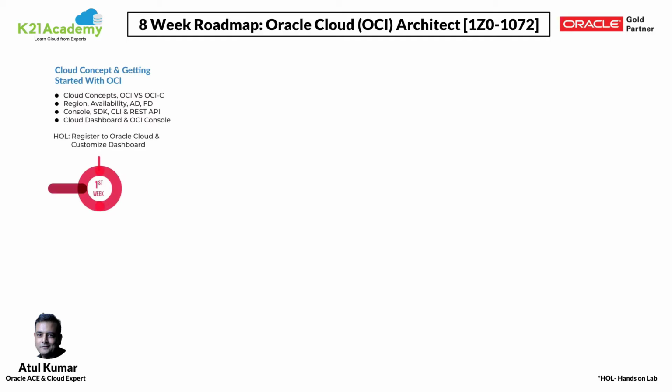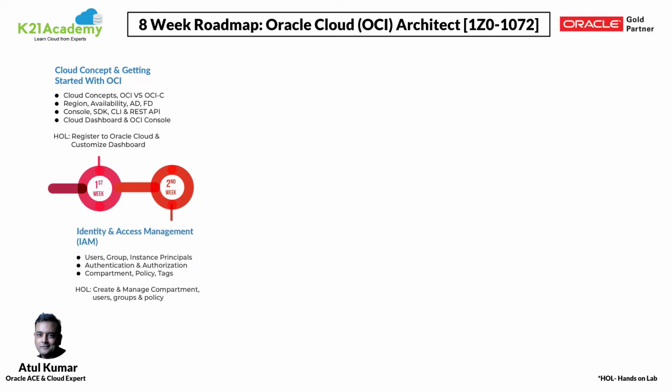So in first week, you begin with the basic cloud concepts, including what are the common service models, what are the deployment models, the cloud concepts, then OCI versus OCI Classic, which is the older version of OCI, things like region, availability domain, fault domain, different ways to access OCI, things like console, SDK, command line interface, REST APIs, and then create a trial account so you can practice. And whatever things I've told you, you can do those operations because you will learn when you actually do the hands-on.